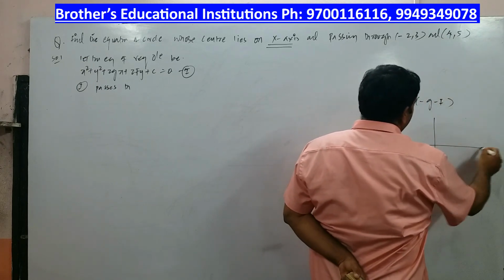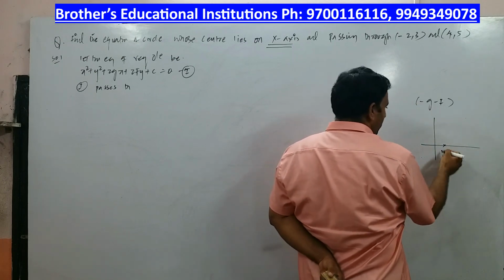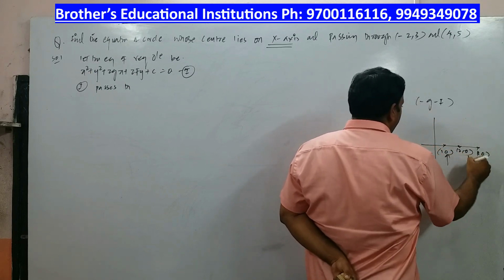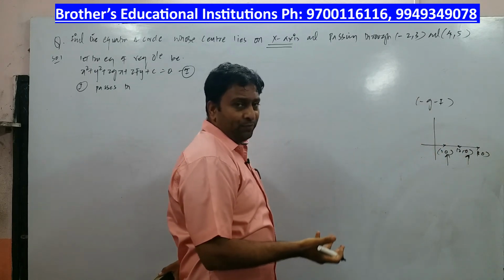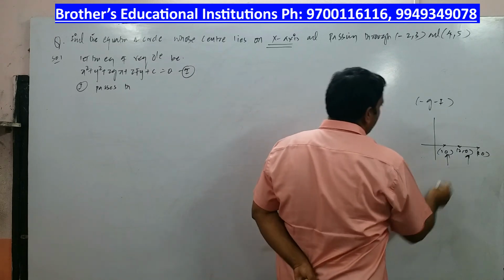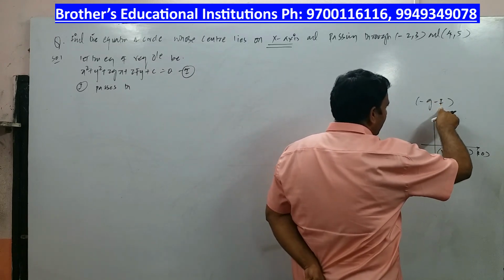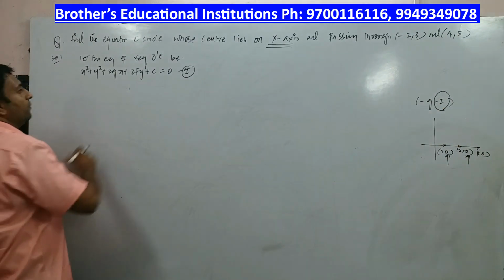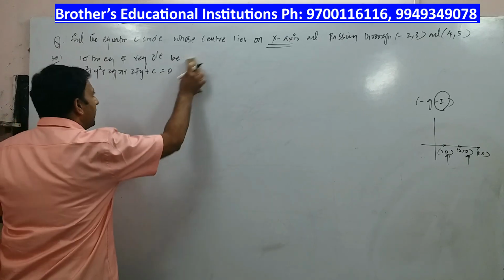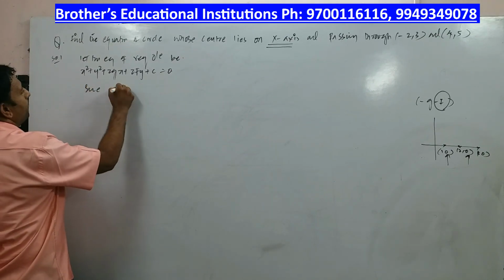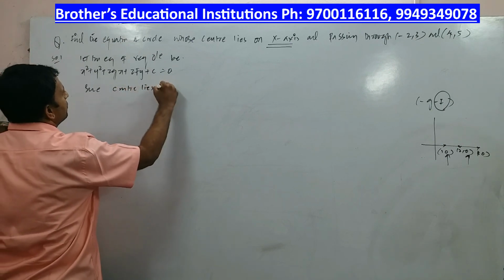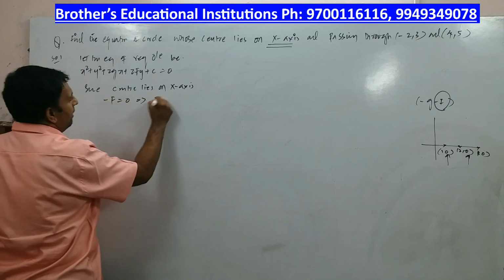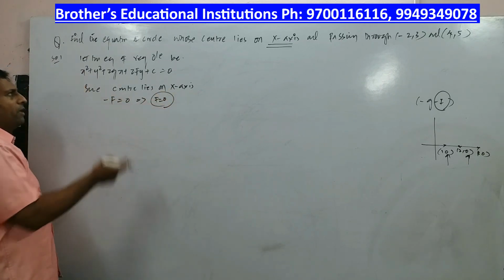And you know that any point on the x-axis, let us say 1 comma 0, 2 comma 0, 3 comma 0, like that, any point you take is something comma 0, which means the y coordinate is always 0. So if the center is on the x-axis, the y coordinate becomes 0. Since the center lies on the x-axis, minus f will be 0, or simply f is equal to 0. So I will put f is equal to 0 in the equation.